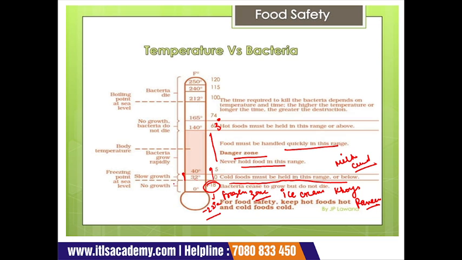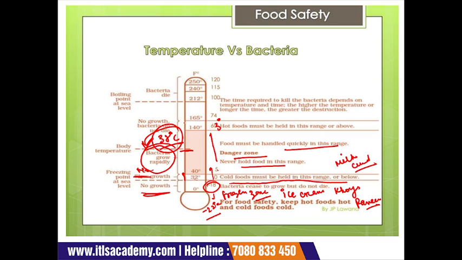Now between 0 to 5 degrees Celsius, there is no growth of microorganisms. And between minus 18 to minus 22 degrees Celsius also there is no growth of microorganisms. Now above 5 to 63 degrees Celsius, bacteria grow rapidly, and when it reaches 37 degrees Celsius, then it will grow very fast, because for the growth of the bacteria we require this temperature.